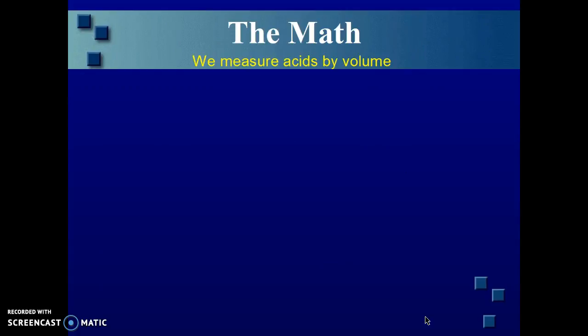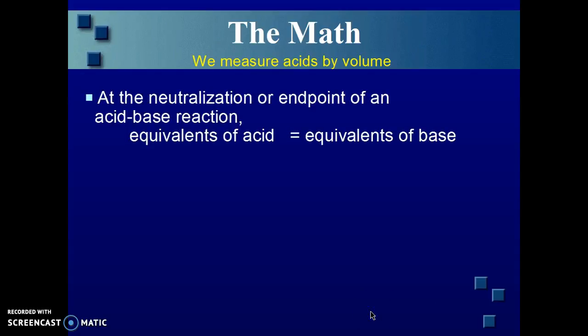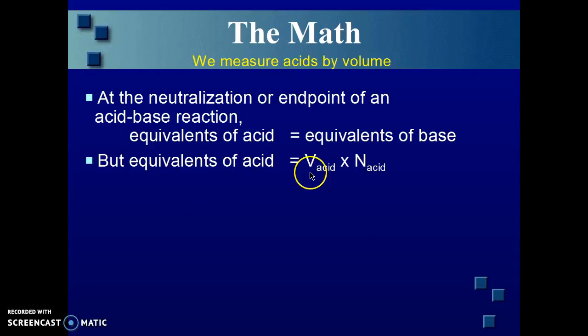Now we measure acids by volume. You may have done that already in order to get a certain number of moles or millimoles of acid into a container. At the neutralization point, we call that the equivalence point, not exactly the same as the end point. At the equivalence point of an acid-base titration, the equivalents of acid are equal to the equivalents of base. We've added just enough base or acid to neutralize all the equivalents of acid or base present at the beginning. But equivalence of acid equals the volume of the acid times the normality of the acid.